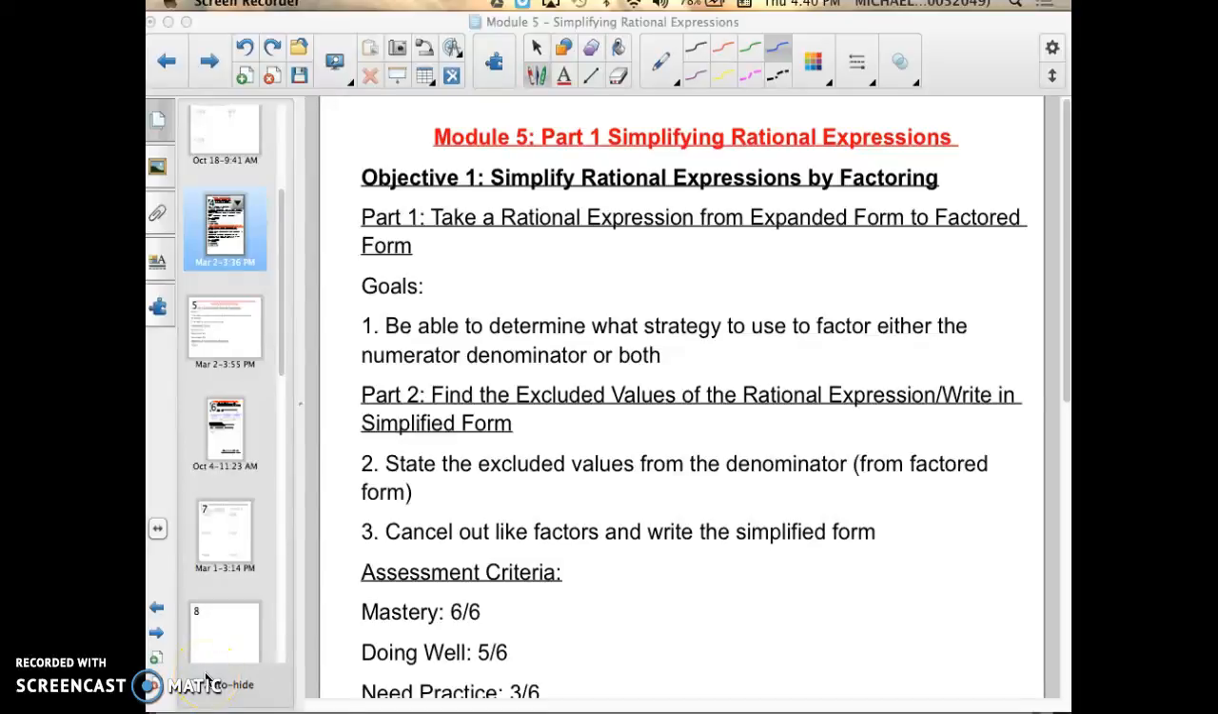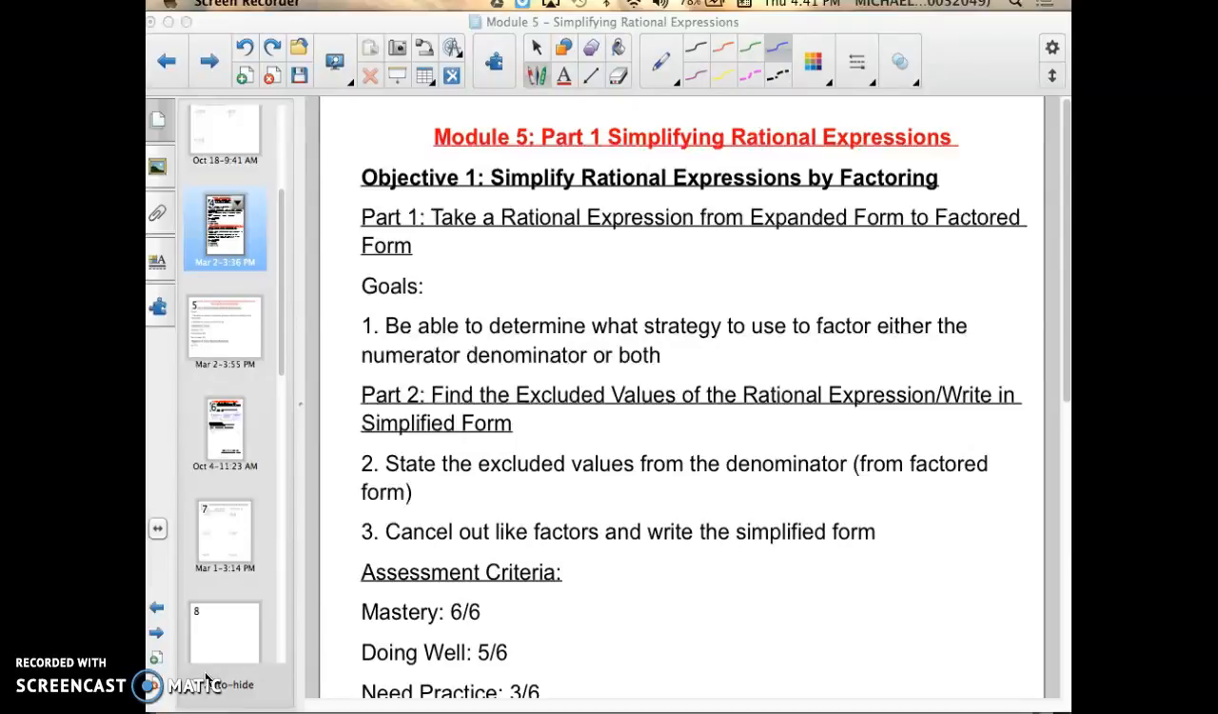Module 5, Part 1 is simplifying rational expressions. In this objective, so for objective 1 in this module, I want you to simplify rational expressions by factoring. And I've broken up this process into two parts. Part 1 is your goal is going to take a rational expression from expanded form to factored form.